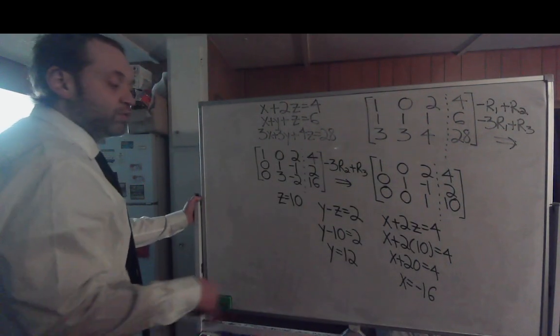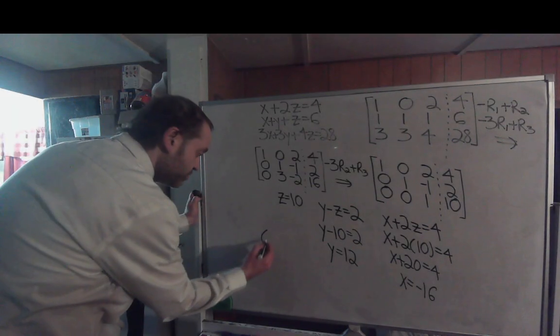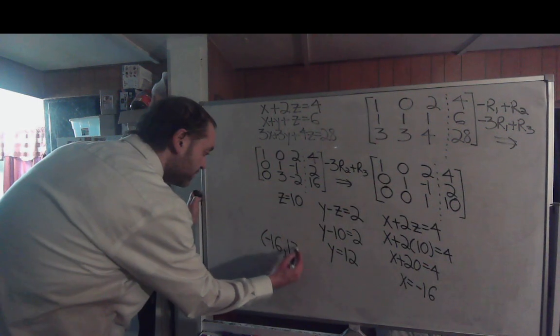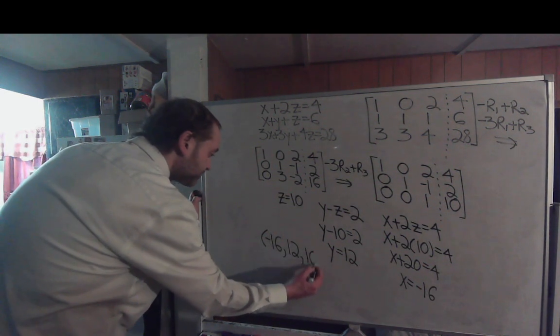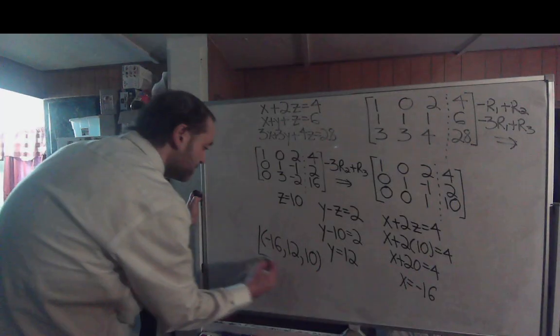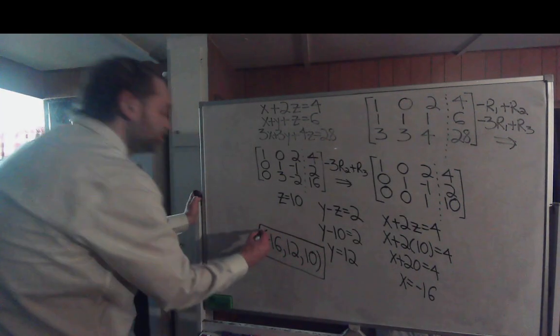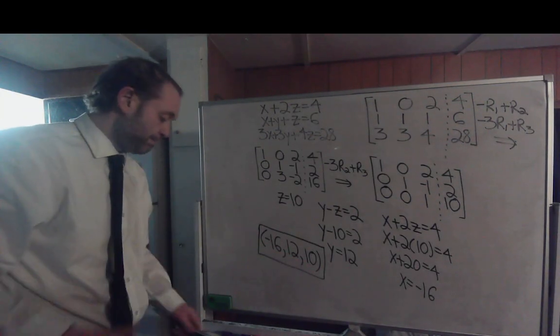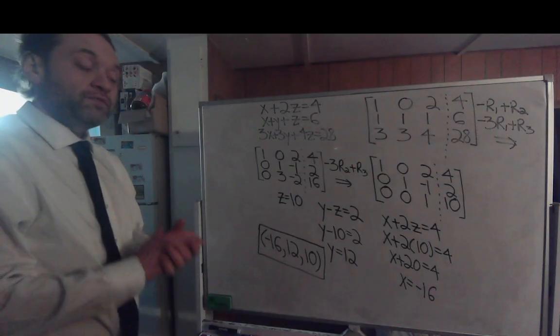Now we have the ordered triple that's going to be our solution. It'll be negative 16, 12, and 10. So the ordered triple that will be the solution to this system will be negative 16, 12, 10. And that's it for this lesson.